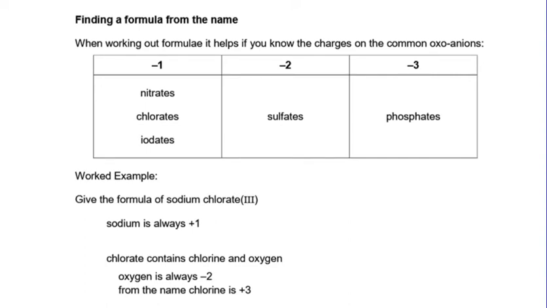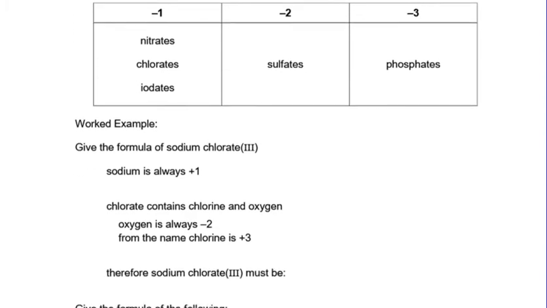I always think, well, chlorides and iodides are -1 because they're in group 7, so chlorates and iodates are -1. Sulfur is in group 6 and sulfates are -2. Phosphorus is in group 5 and phosphates are -3. It's just nitrates that seem out of position a little bit. But we already know the formula of nitric acid is HNO3, so we should be able to remember our nitrates are -1.